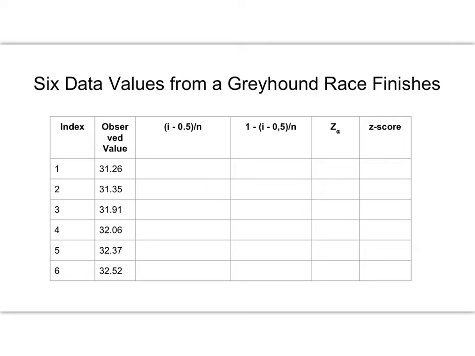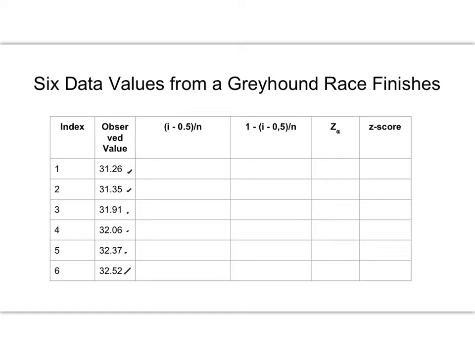I have 6 data values from Greyhound racing finishes. And I'm going from smallest to largest. My smallest value, you'll notice here, is 31.6. The next one is 31.35. And they get larger until I have my highest value of 32.52 seconds.